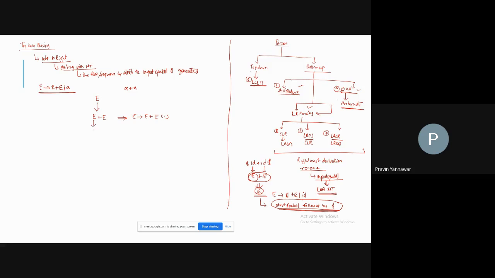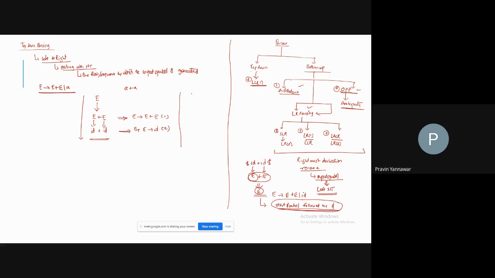Then this E is ID, this is by E implies ID, and this is by the second production. Okay, but now the case is that for this kind of process, we are starting from the leftmost non-terminal, trying to produce an input string.